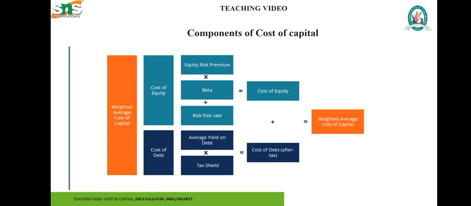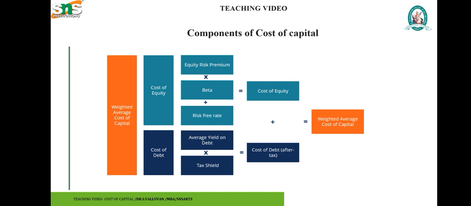The CAPM formula can be used to calculate the cost of equity, where the formula is: cost of equity is equal to risk-free rate of return plus beta times market premium, that is risk premium. This is the formula used in the calculation of cost of equity. We'll break down one by one all the components which are there in cost of equity.